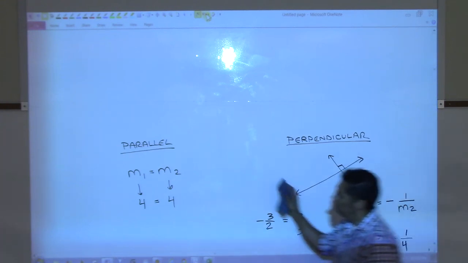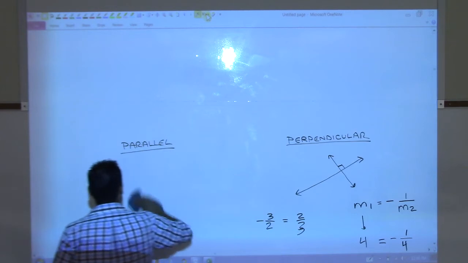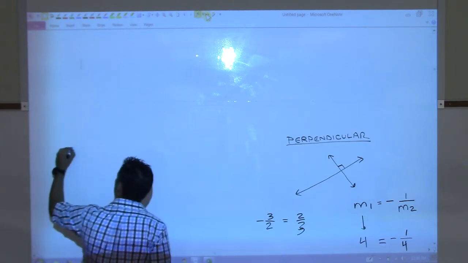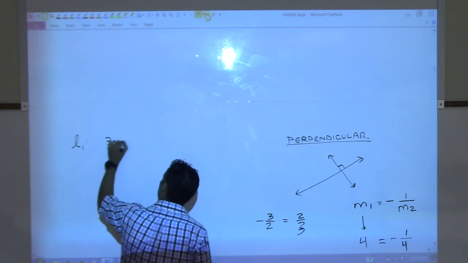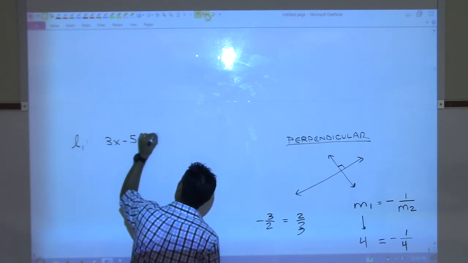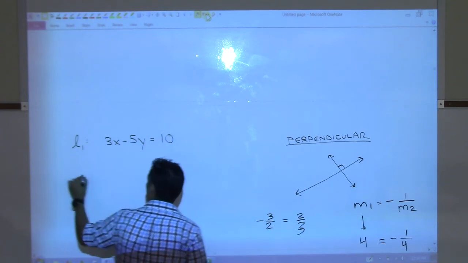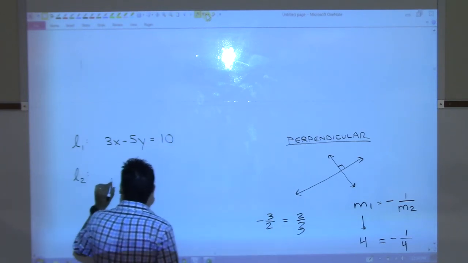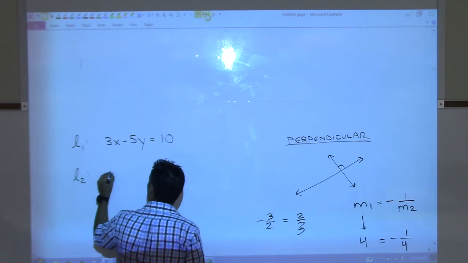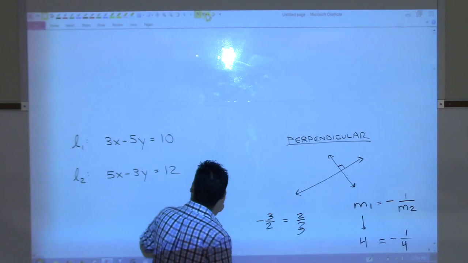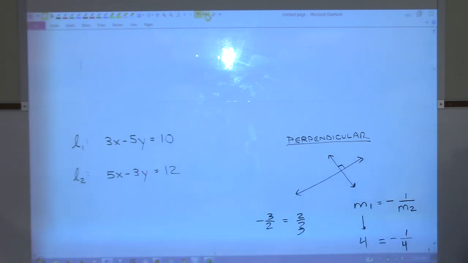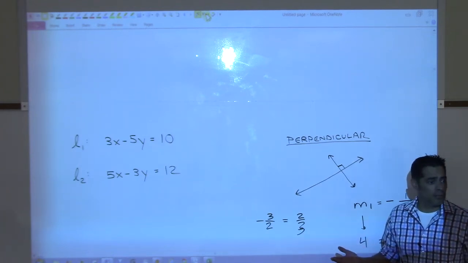Let's do a problem where I give you two lines again. So L1, let's say this one is 3x minus 5y equals, let's say 10. And then L2, let's say this one is 5x minus 3y equals 12. So my question to you there is, are those lines parallel? Are they perpendicular, or neither?